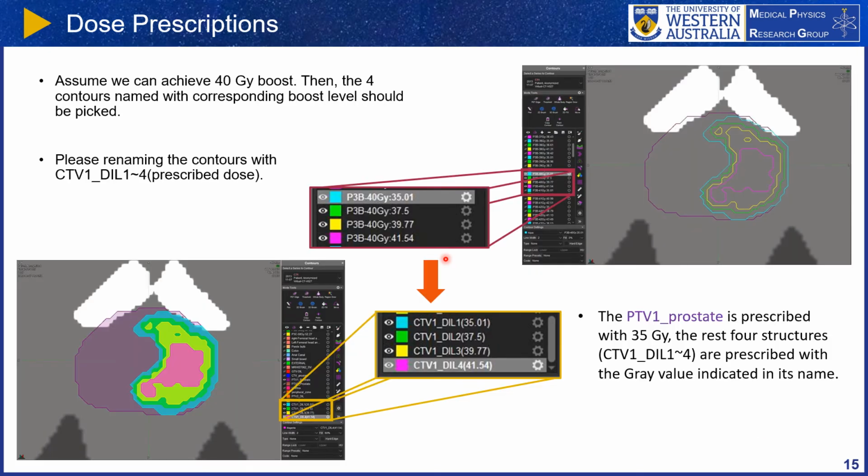Assume we can achieve a 40 gray boost, then the four contours named with the corresponding boost level should be picked. In this case, it's going to be P3B 40 gray. And please remember to rename the contours as CTV1 DIL 1 to 4, and please include the prescribed dose over here. Therefore, in the plan B, the PTV1 prostate is prescribed with 35 gray, and the rest of the four structures over here are going to be prescribed with a gray value indicated by its name.